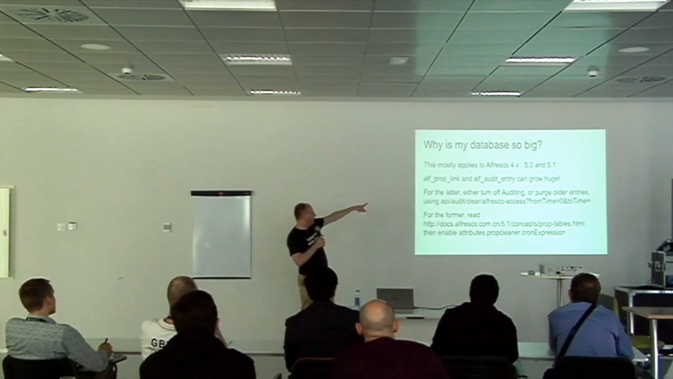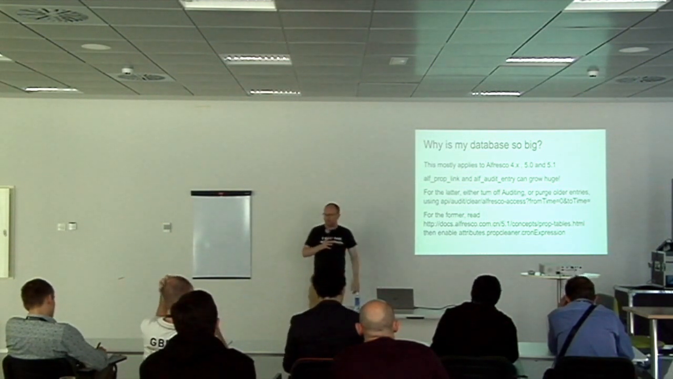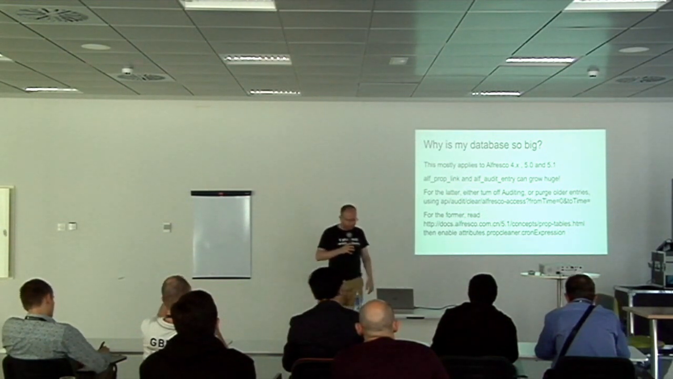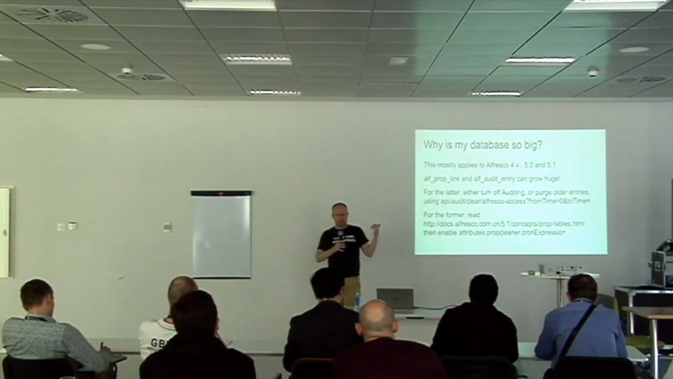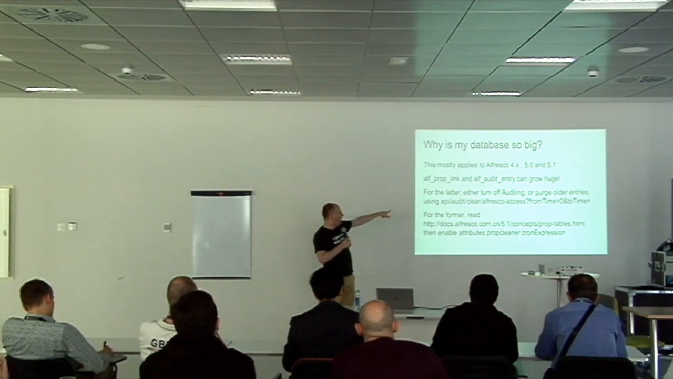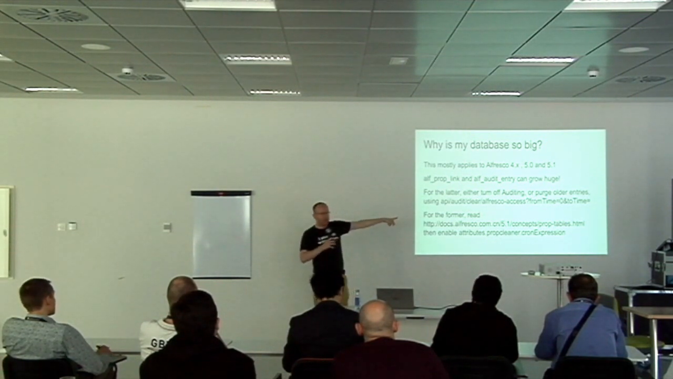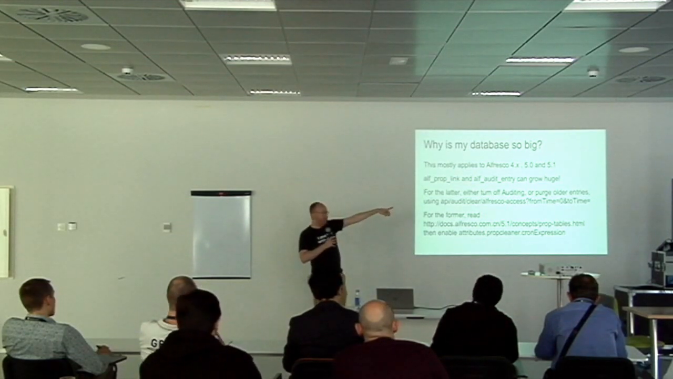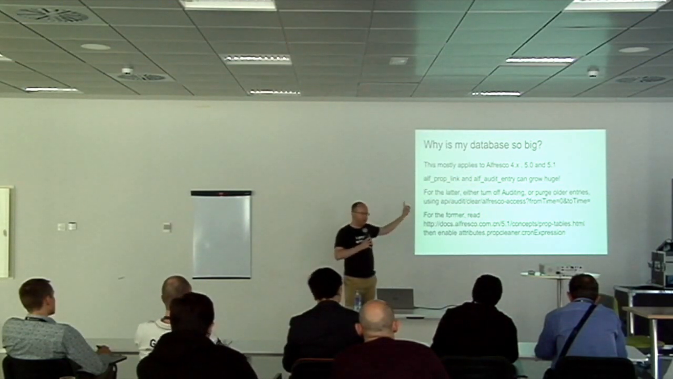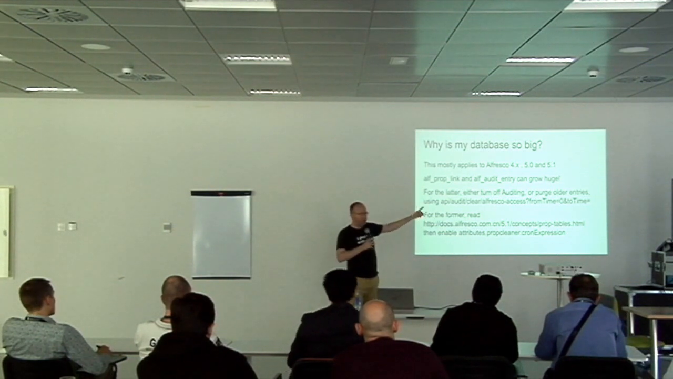And you find that alf_prop_link and alf_audit_entry are a few million rows each, hogging a gigabyte or so. This normally happens when you've turned on auditing and you're not purging. So have a think about deleting some of your older audit entries if you don't need them anymore. There's a REST API you can call that works confusingly on Unix time, so you'll probably have to turn your nice date strings into that and then call it.